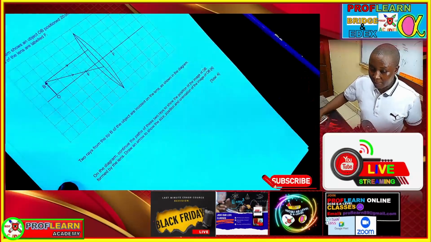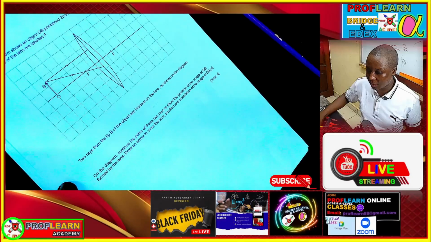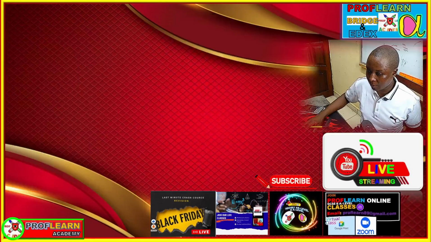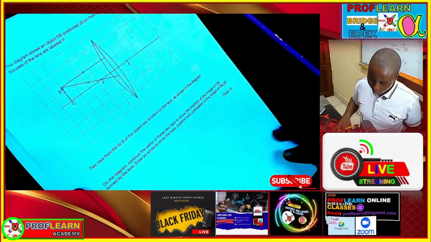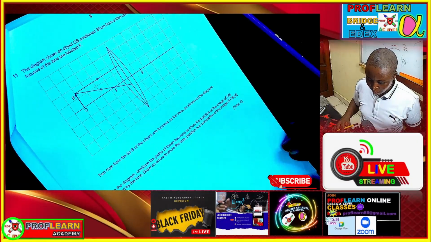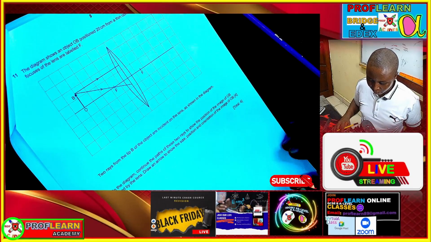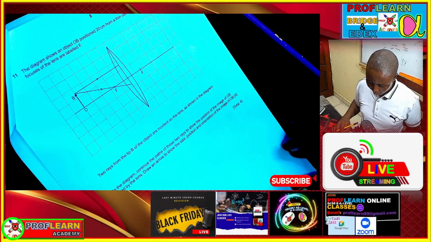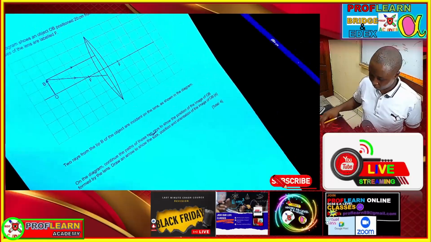Number 11 is also another question that was asked here. Let's see what we were supposed to do in order to earn all the marks. Here we are told that the diagram shows an object OB positioned 20 centimeters from the thin converging lens. Both principal focus are labeled F. Two rays from the tip of B are incident on the lens as shown on the diagram. On the diagram, continue the path of these two rays. We're supposed to continue the path of the two rays.